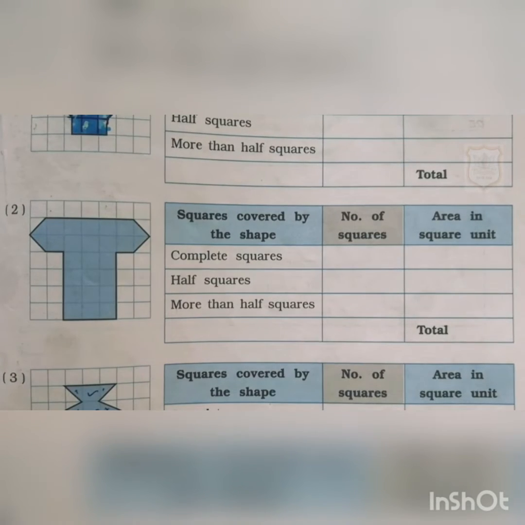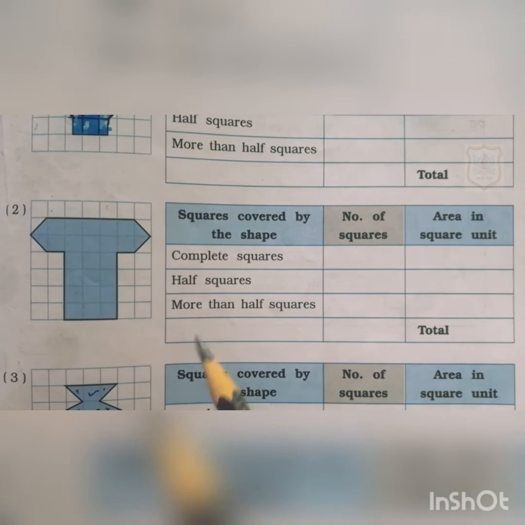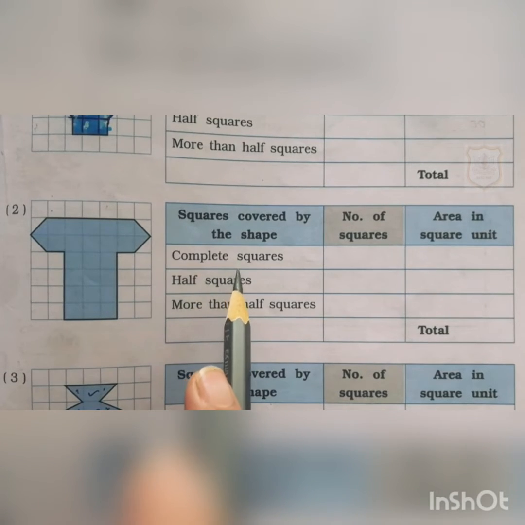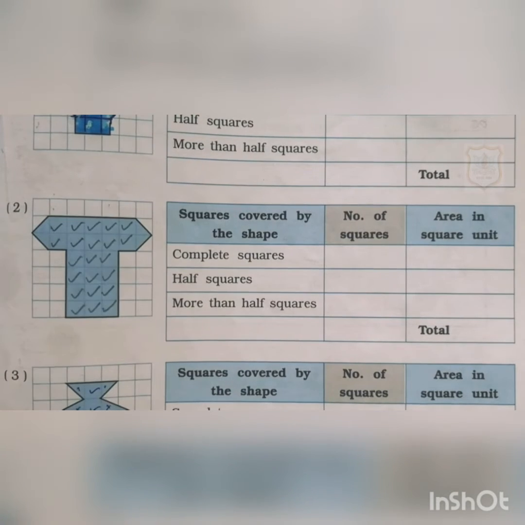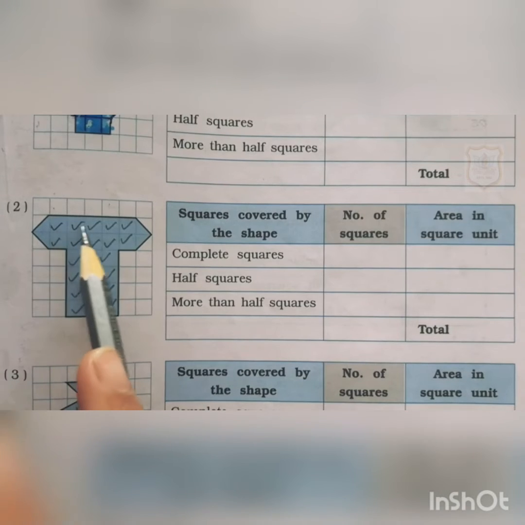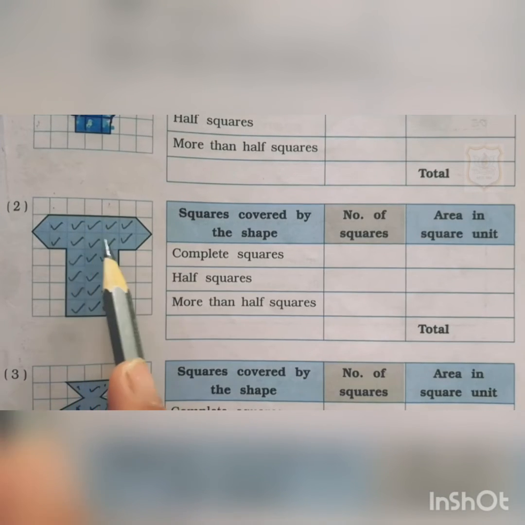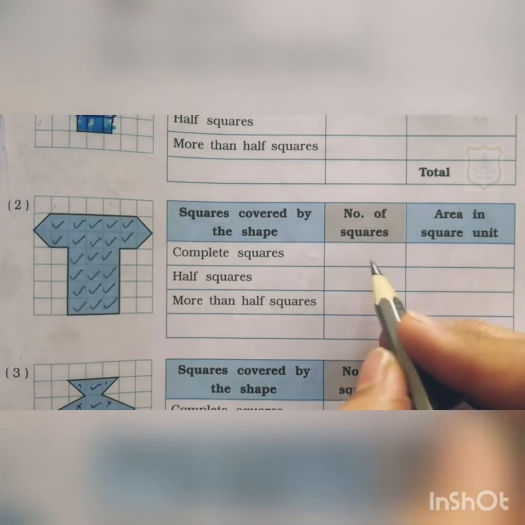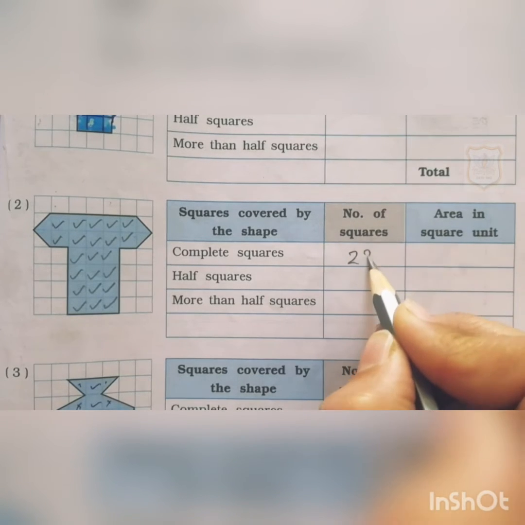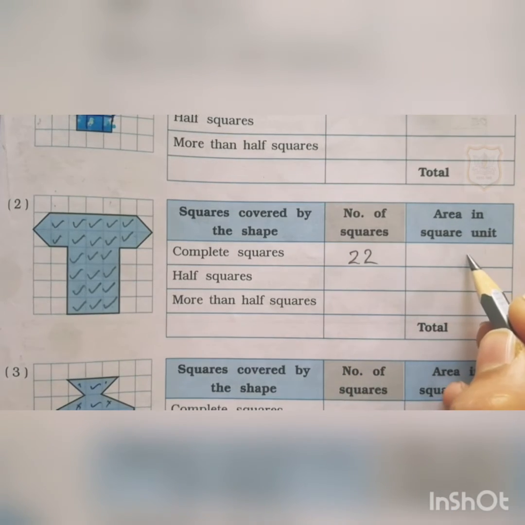Next, here also one figure is given. Now in this figure also you have to take the complete squares and dot the half squares. There are no more than half squares in this figure. So first we will count the complete squares. So after counting we will get the number, that is 22. So we will write 22 in the box and the area in the square unit is 22.